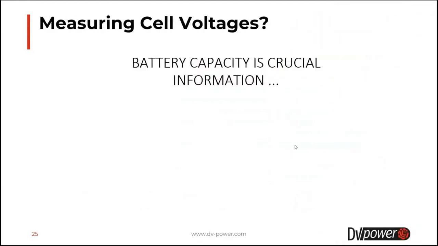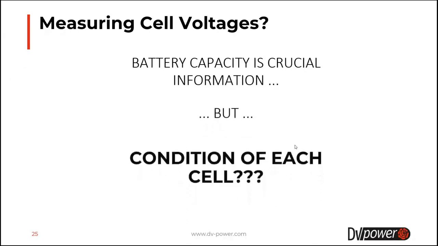Standards are also dictating that while performing the capacity test, you need to measure the voltage of each cell in your string. Battery capacity is crucial information for the battery performance, but we also need to be aware of the state in which every cell of the battery is. We need to know that, of course, because the chain is strong as its weakest link, and that's why you need to know the condition of each cell individually.